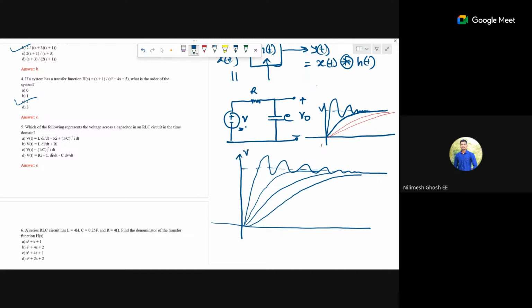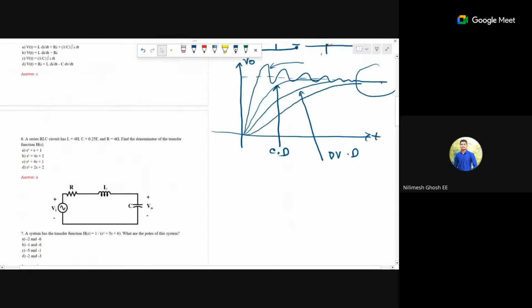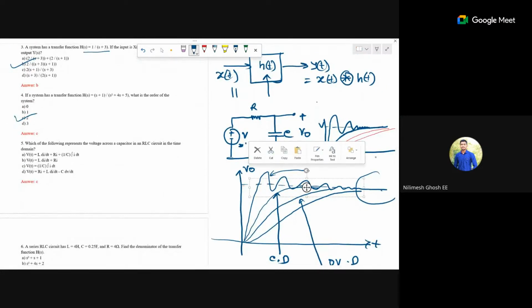So this is my V out, this is my T. Now see, what is the optimum response? This is my optimum response. This gives me the fastest response. That's why this is called critically damped. These responses are not overshooting, but they are giving me a slow response. That's why this is called overdamped. And this is the oscillatory one. It behaves first as oscillatory, then it settles at a particular time. So this is called underdamped.